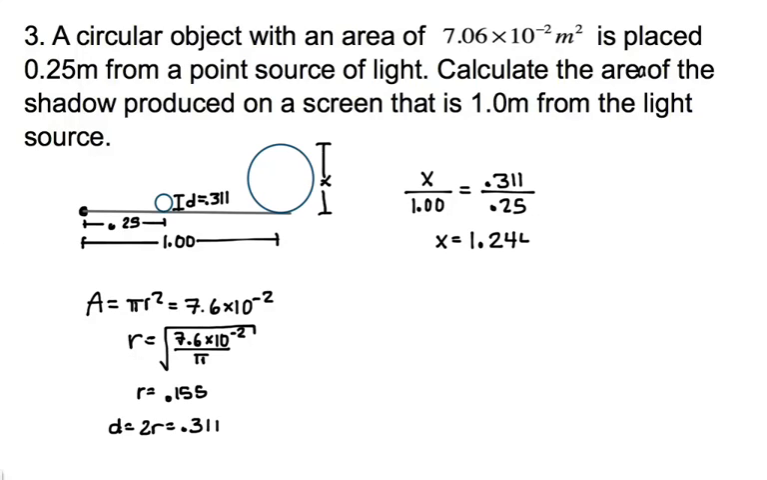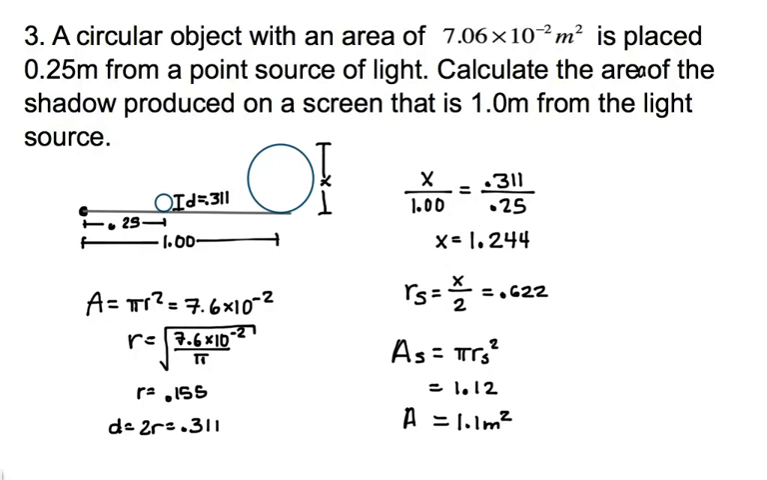So x is going to be equaling 1.244. So that's the diameter of the shadow. And the radius of the shadow, of course, is going to be half of that, which we just calculated. So that's going to be 0.622. Now for the area of the shadow, that's going to be pi r squared as well. So that's going to be 1.22 square meters. And since we're using 2 sig figs, our final answer will be 1.2 square meters. And that's the area of our shadow.